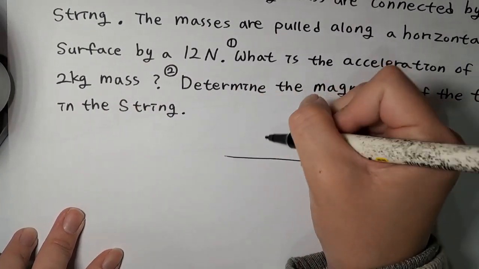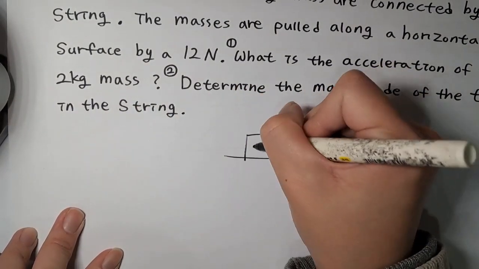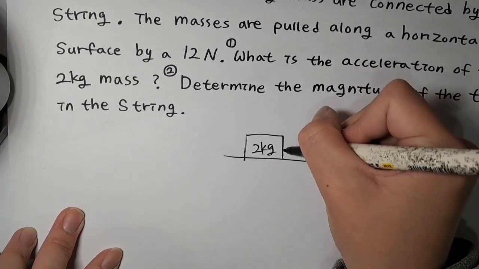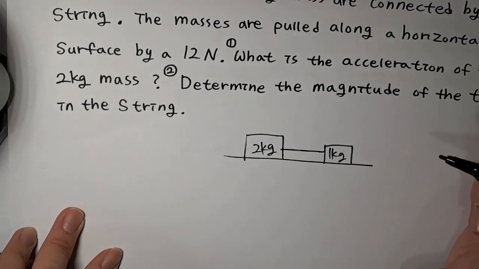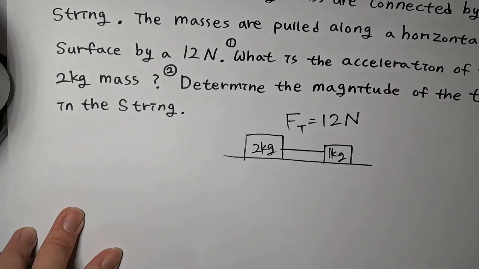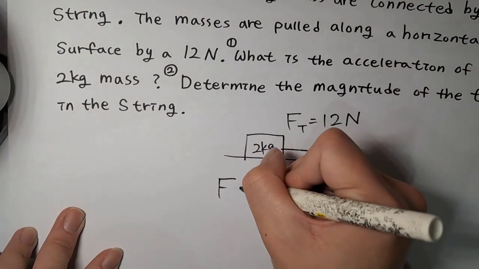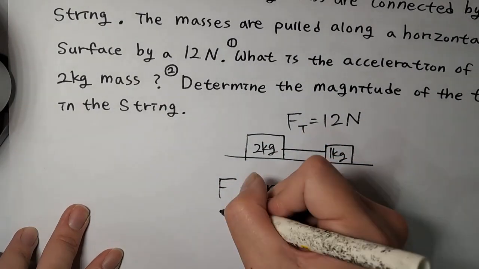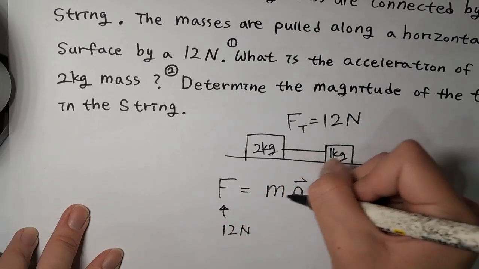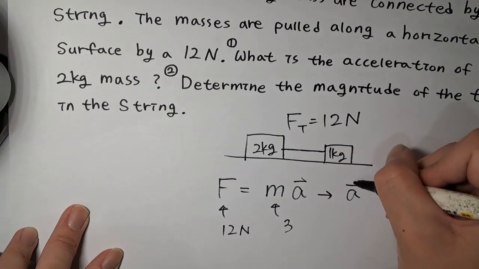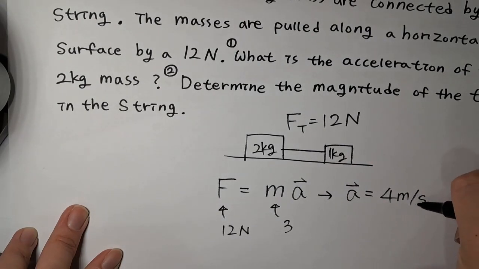So this is the 2 kilogram mass and this is the 1 kilogram mass, and they are connected by a string. The force is going to be 12 Newton, and the total mass is 3. So the acceleration is going to be 4 meters per second squared.